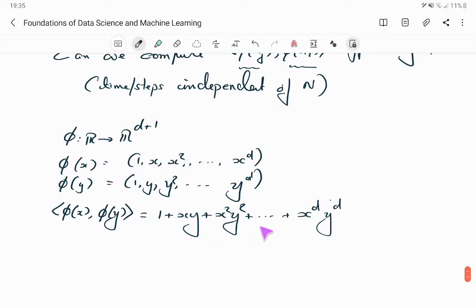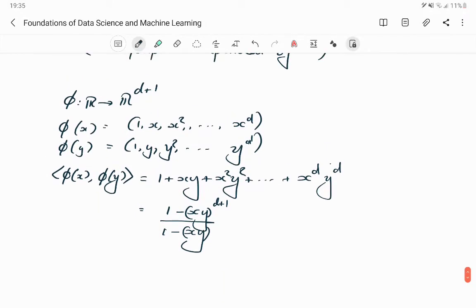But if you stare at it for a moment, many of you would have already observed that this is a geometric progression with common ratio xy, right? So I can actually compute this as (1 minus xy to the power d plus 1) by (1 minus xy). So suddenly you don't have to do d plus 1 multiplications anymore, right? You just have to do an xy and then this exponentiation, which in a floating point computation is easy to do, right?